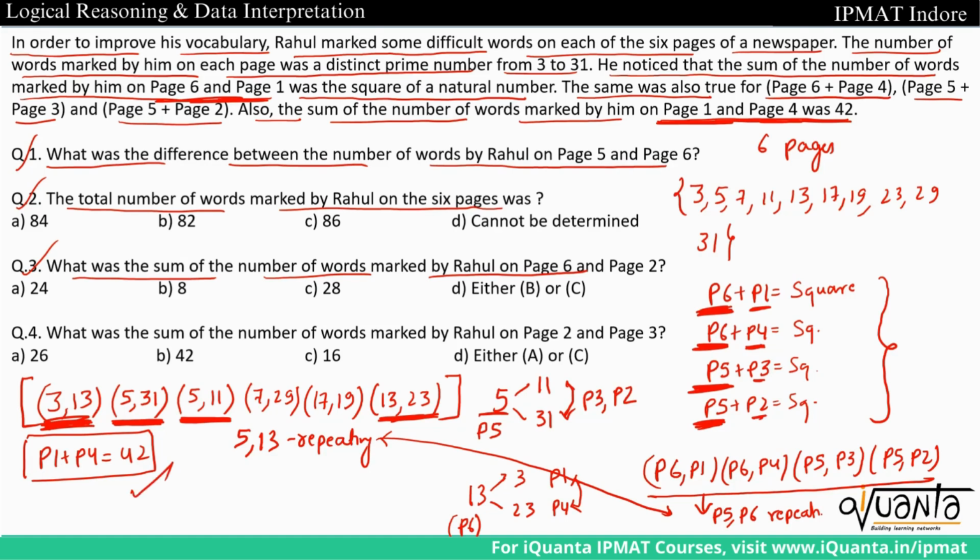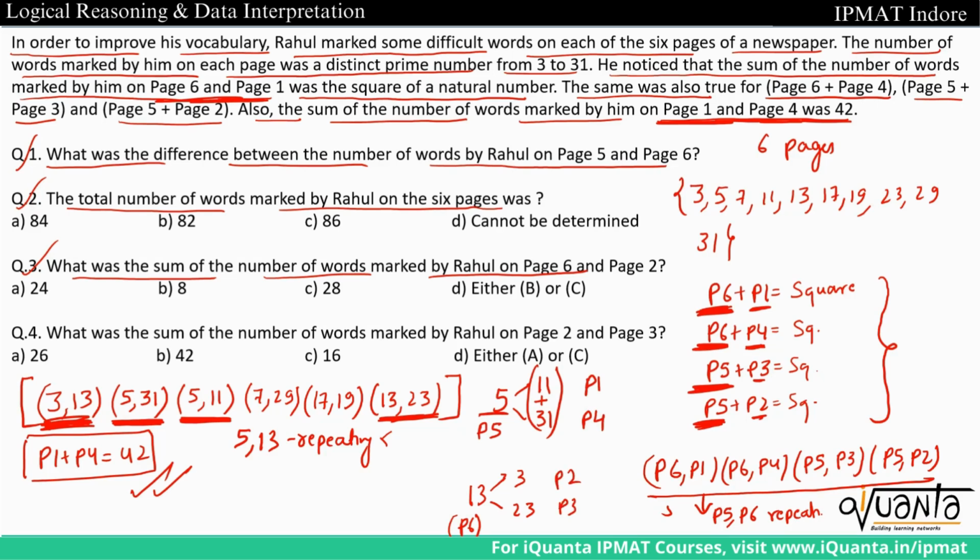But we were given a condition that page 1 and page 4 must have a total of 42 words. But here page 1 and page 4 are making a total of 26 words. So it is very clear that 11 and 31, these two make a total of 42. So these will be the number of words on page 1 and page 4, while 3 and 23 will be the number of words on page 3 and page 2.